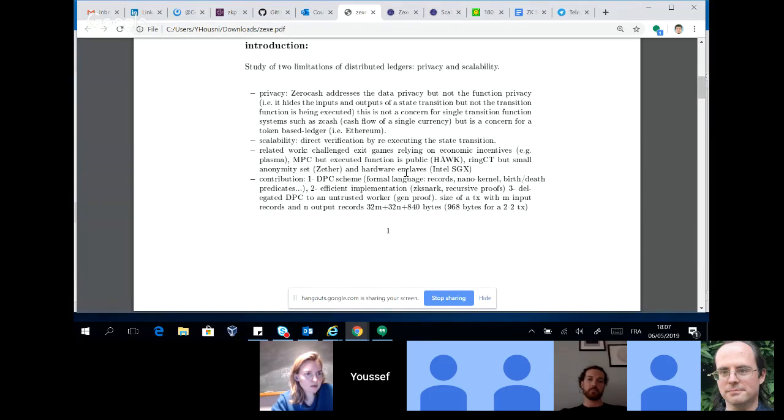If you look at some related works that handle these two, we can talk also about, for example, challenge and exit games relying on economic incentives. For example, Plasma. It relies on some economic incentives. I'm not sure how it goes now in Plasma, but at some point there was an exit game, and in a Plasma chain, if you want to retrieve your money back into the mainnet, you start an exit game, and anyone can challenge you.